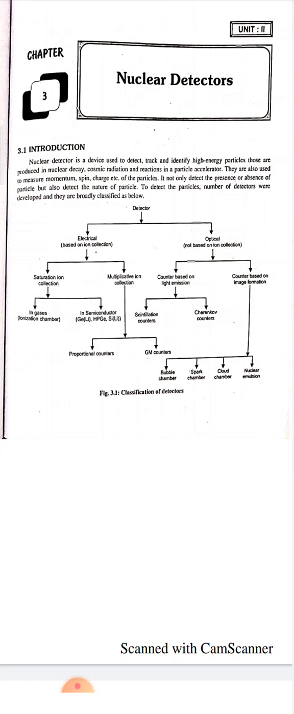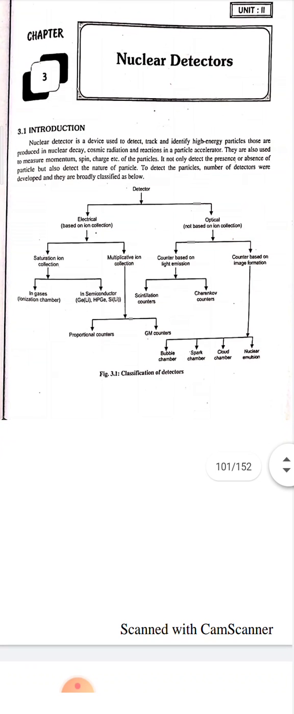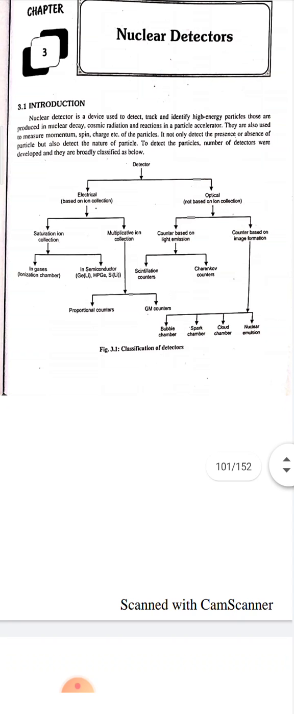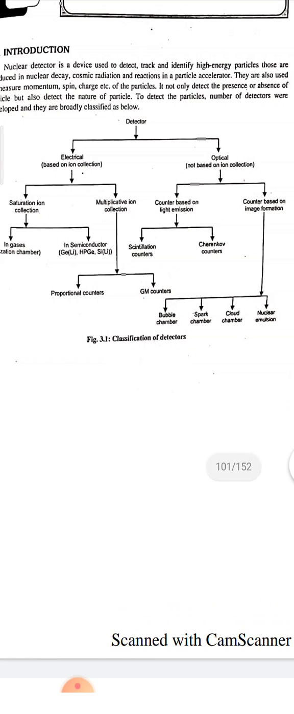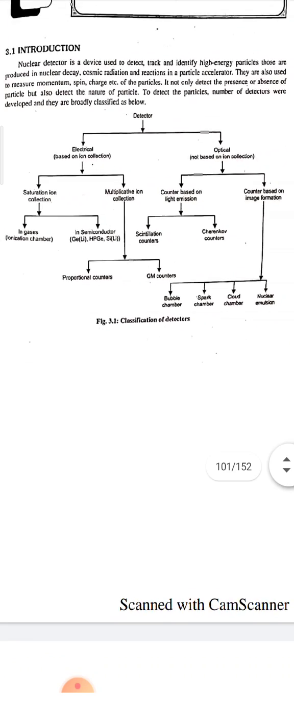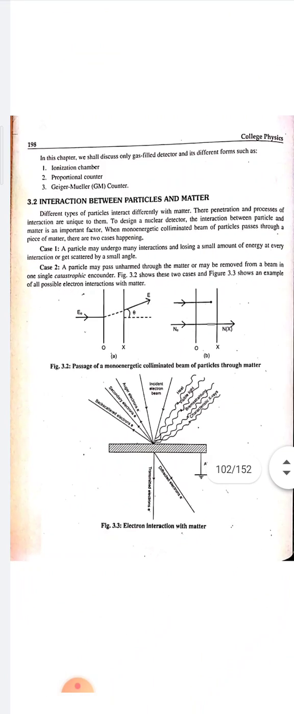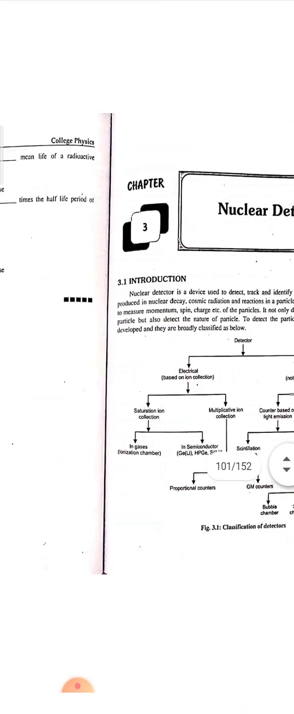formation. Then saturation ion collection in gases, ionization chamber; in semiconductors, GU, HPG, SIU; and in multiplication ion collection, proportional counter, GM counters. Whereas in counters based on light emission, scintillation counter, or you can see here the Cherenkov counters. And counters based on image formation are the bubble chamber, spark chamber, cloud chamber, and the nuclear emulsion. These are the different detectors that can be used to detect the particles.